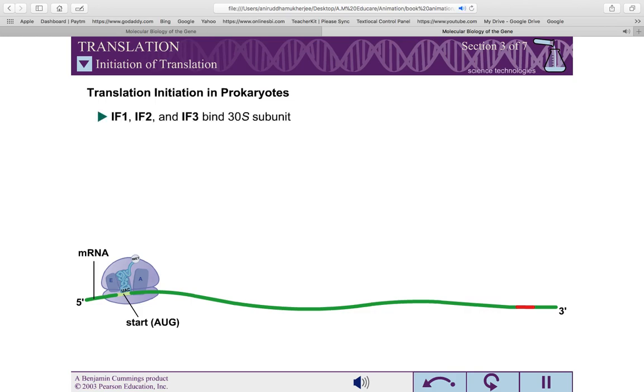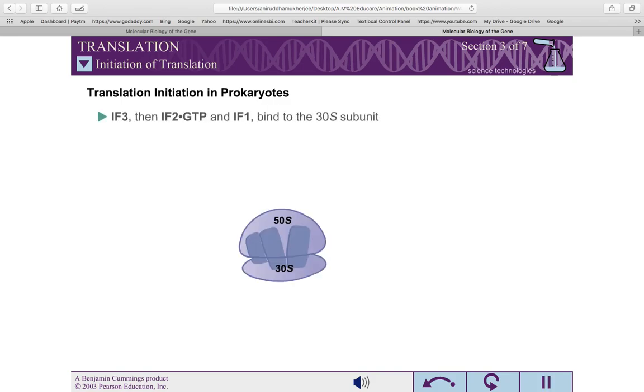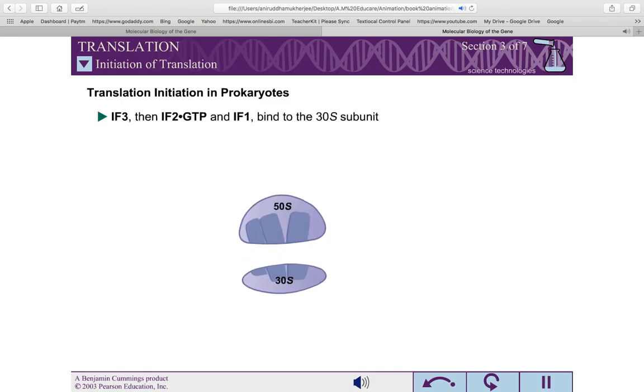First, we will describe prokaryotic translation initiation, which requires 3 initiation factors, IF1, IF2, and IF3. Each binds the 30S small ribosomal subunit. Initiation factor 3 binds the 30S small subunit and prevents association with the 50S large subunit. This keeps the 30S small subunit open for mRNA binding.